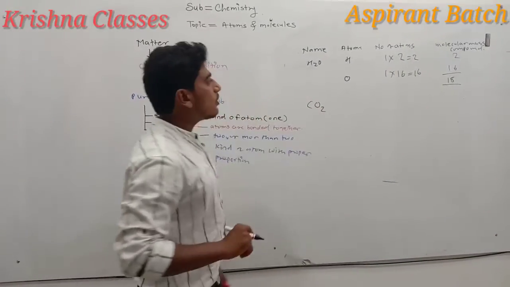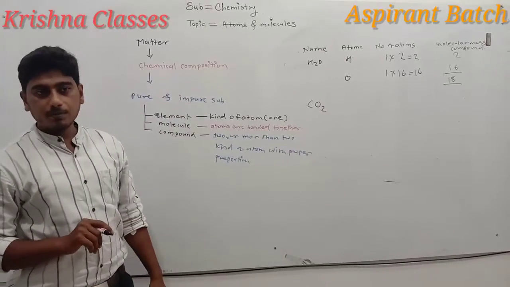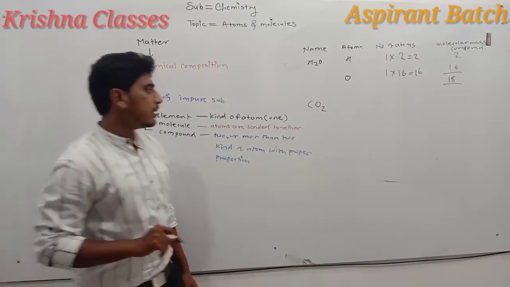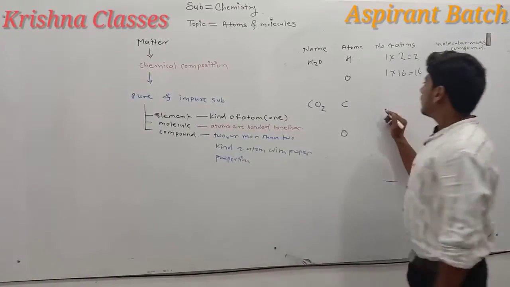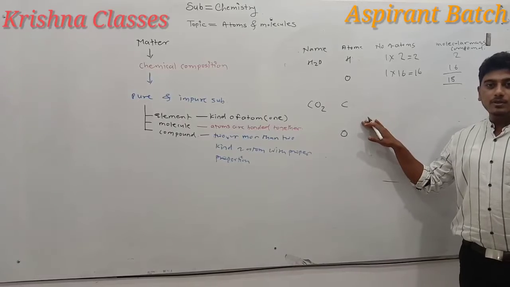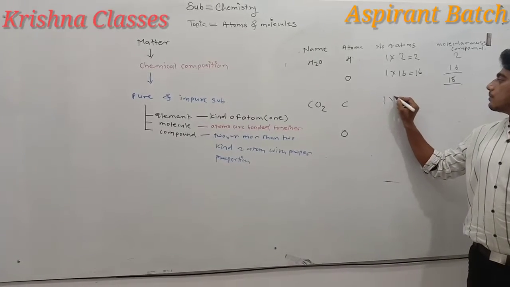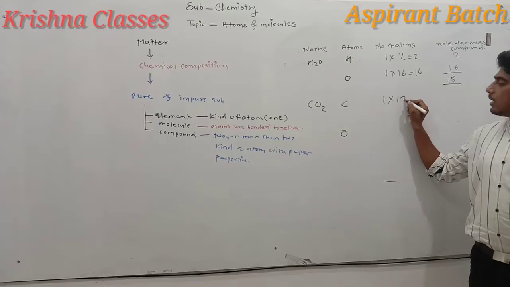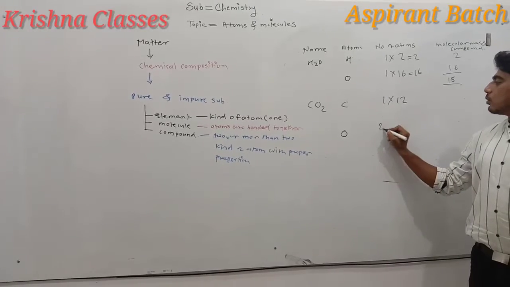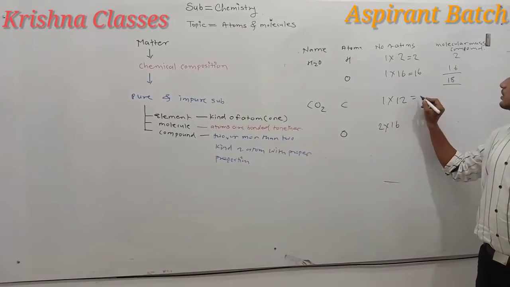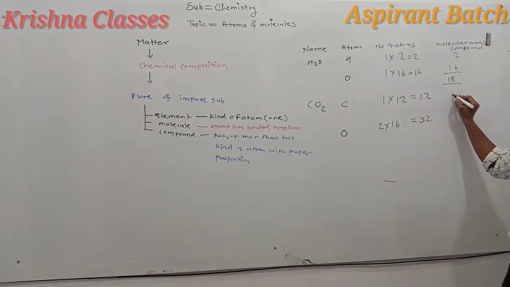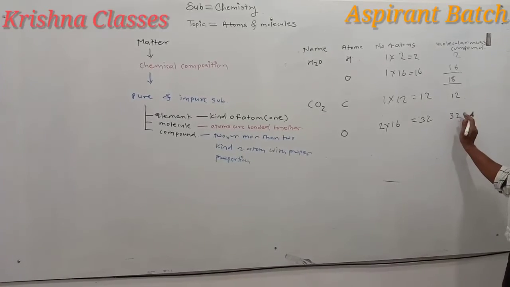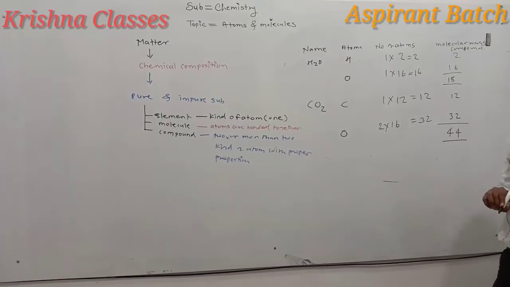Then carbon dioxide. How will you find out? You have to first count the number of different atoms. Here, carbon and oxygen. Then you have to multiply the number of atoms by the atomic mass: 1 into 12 and here 2 into 16, which is 12 and 32. Then 12 plus 32 equals 44. These are the basic terms.